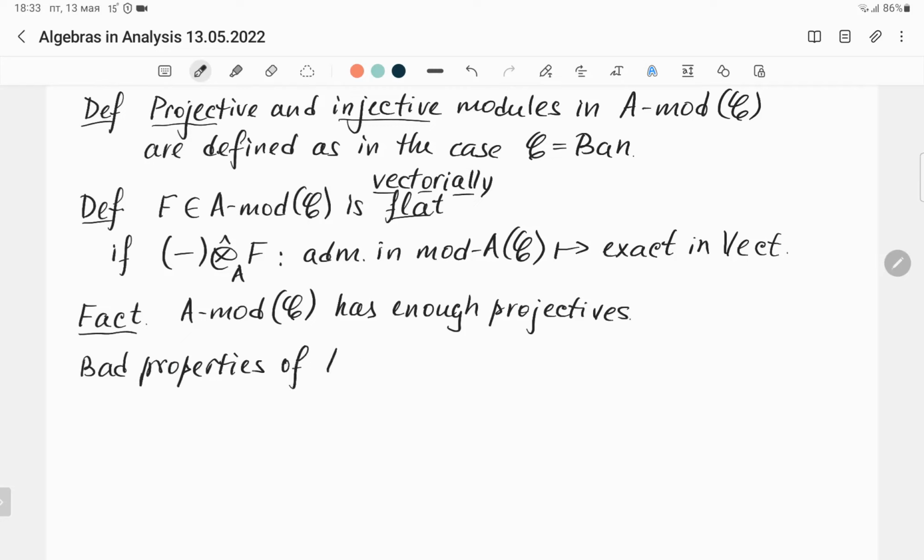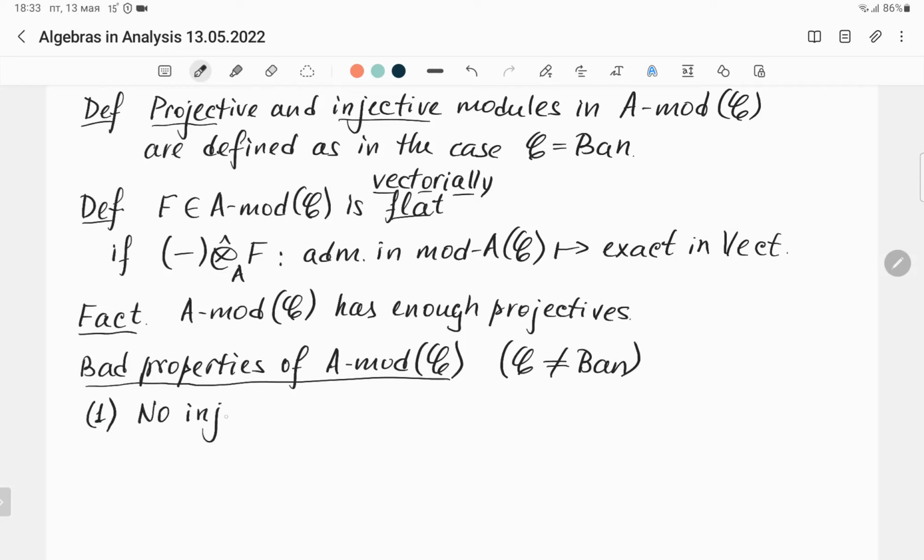Some bad properties of the category of topological modules, which exist only in the case where C is different from the category of Banach spaces. The first bad property is that, in general, we have no injectives. More exactly, this means that there are many natural topological algebras such that the only injective topological module over such an algebra is 0. For example, this is true if we take the algebra of holomorphic functions on the complex plane, or the algebra of smooth functions on the real line, but there are many other natural examples.